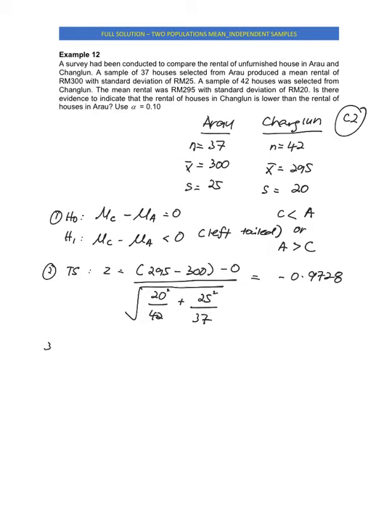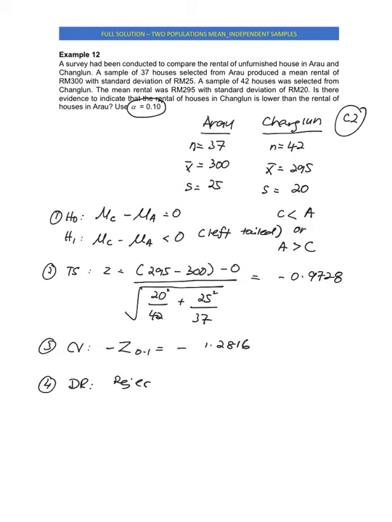Step three, state the critical value. Since we want to test at alpha 0.1, negative Z 0.1 is equivalent to negative 1.2816. Step four, state the decision rule.